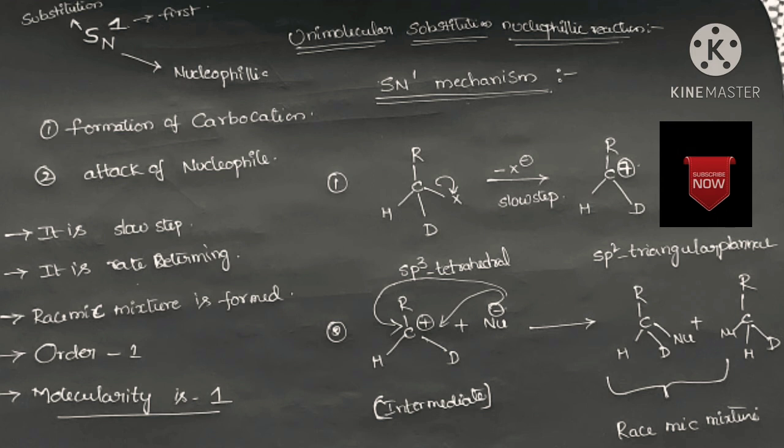In SN1 reaction, S is substitution reaction. Which type of reaction? Substitution reaction, and it is nucleophilic. Nucleophilic means the reagent is a nucleophile. A nucleophile means an electron-rich species or electron donor, and it may be a negatively charged molecule or a neutral molecule. And the order is first order. So SN1 is a unimolecular nucleophilic substitution reaction.